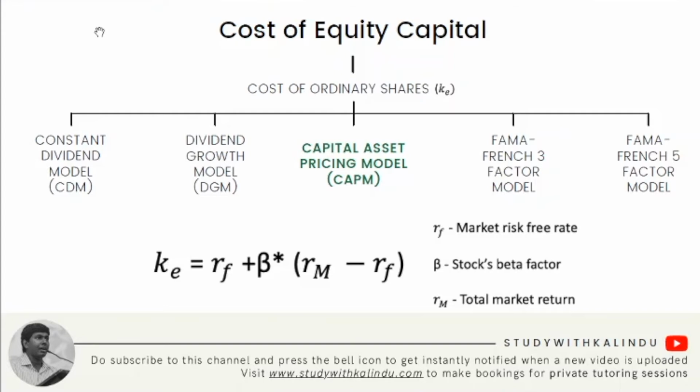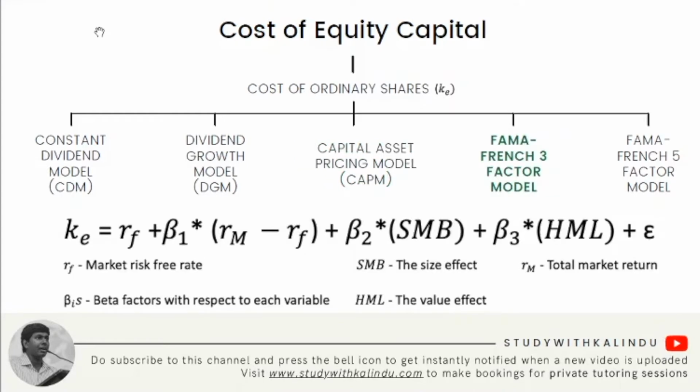These are separate theories which we will be discussing in a new video. But for the moment, just to calculate the cost of equity, you just add beta times the risk premium to your risk-free rate, which gives the cost of equity, rather the cost of ordinary shares.